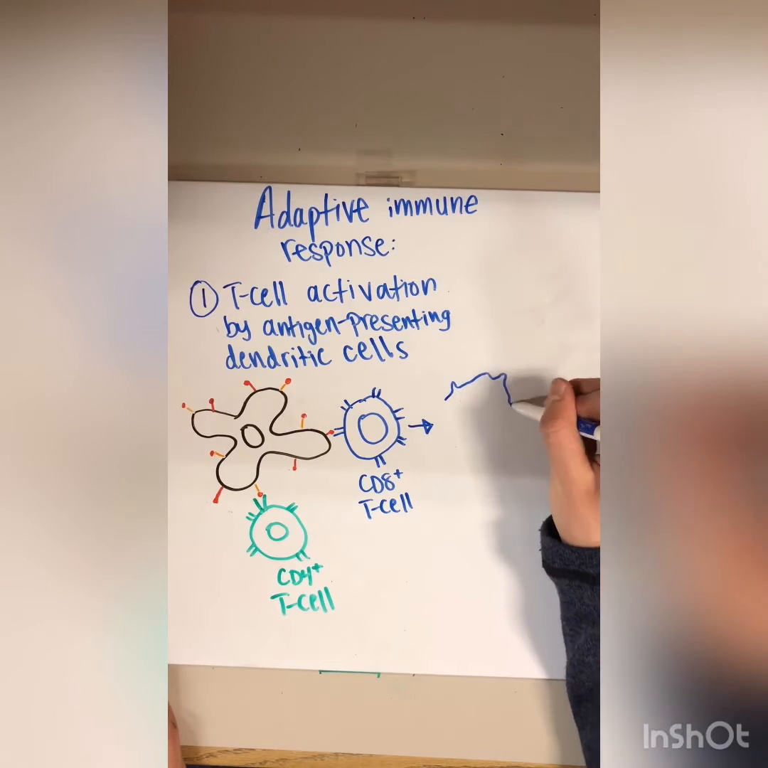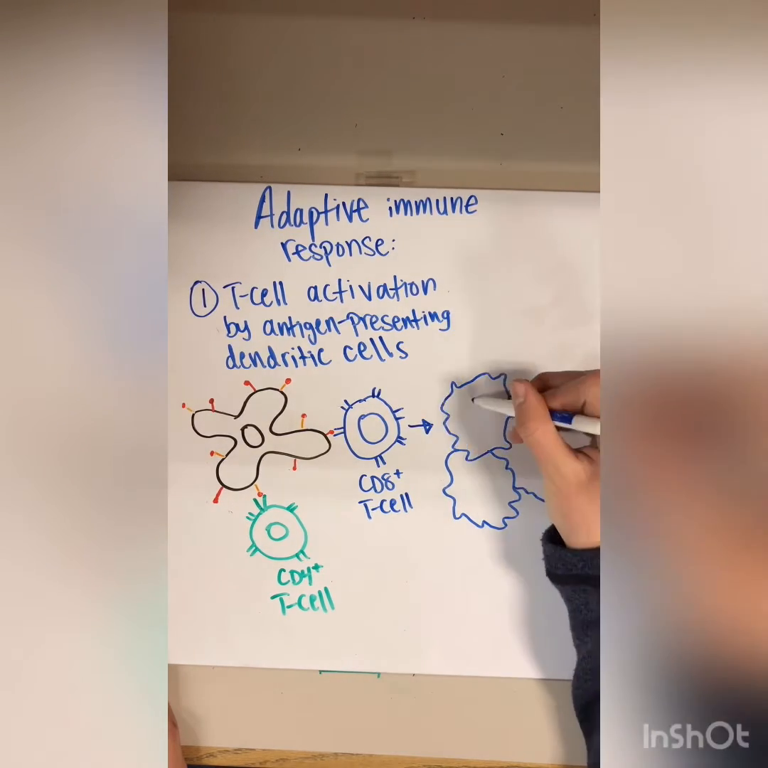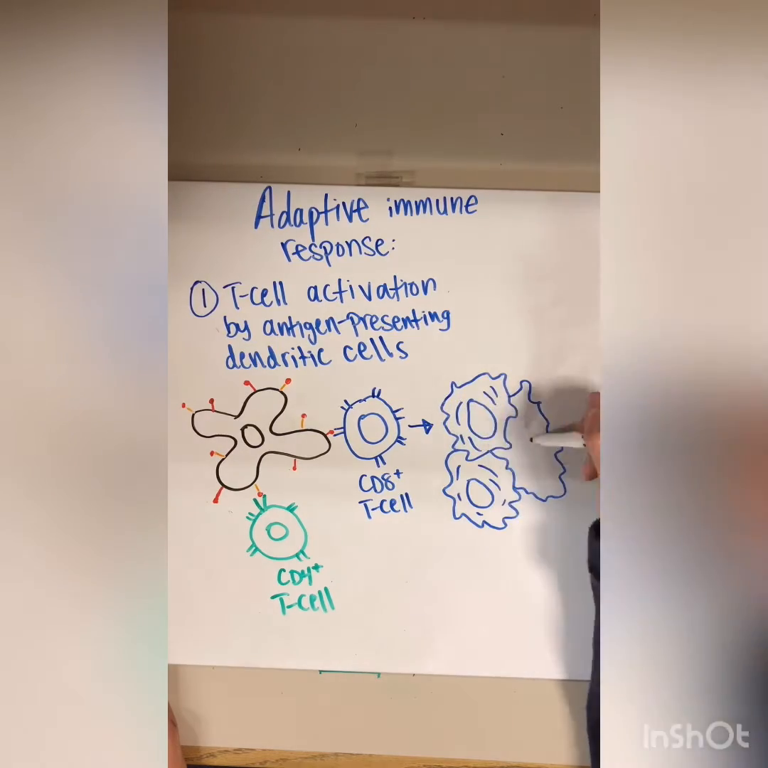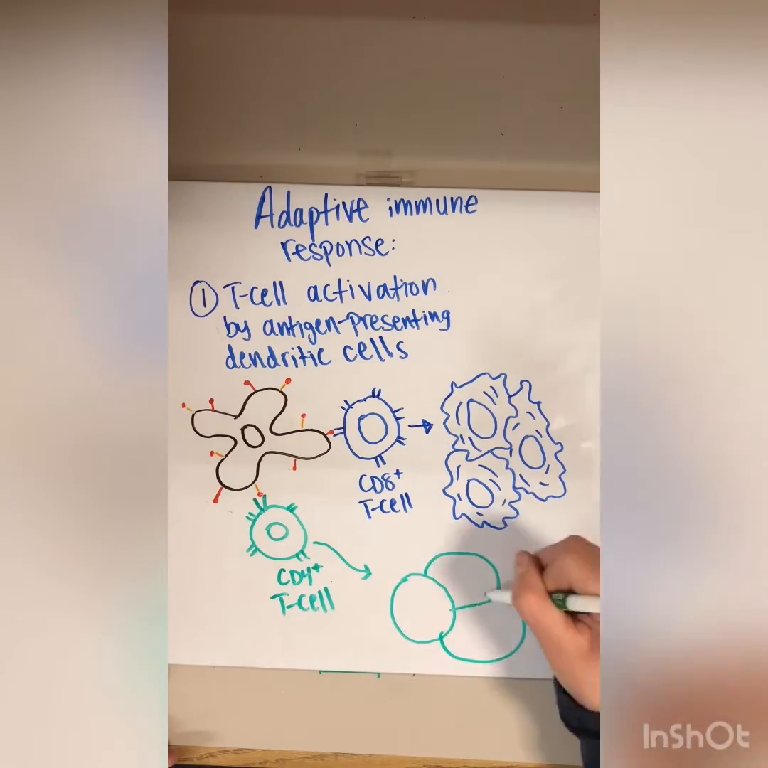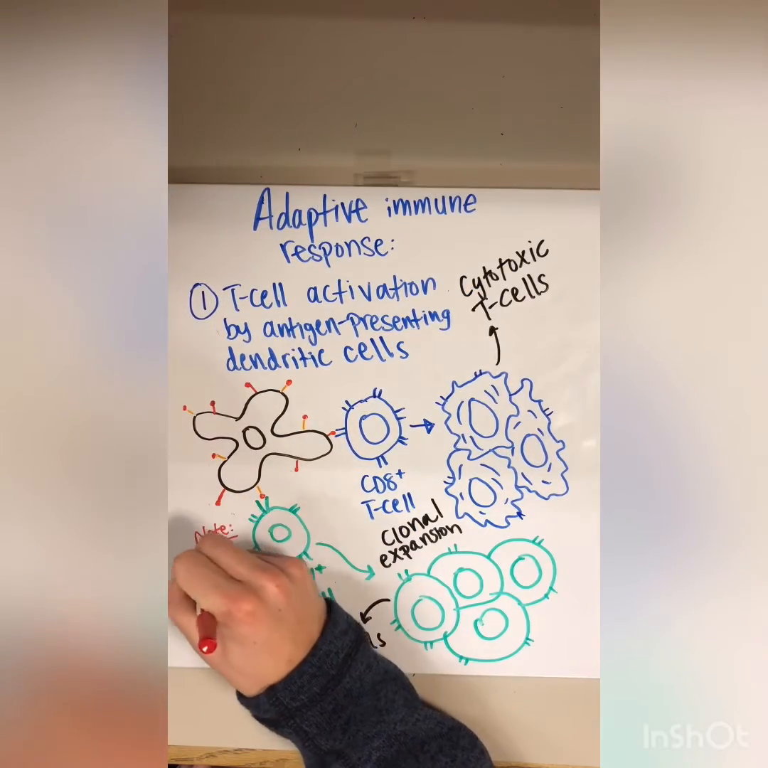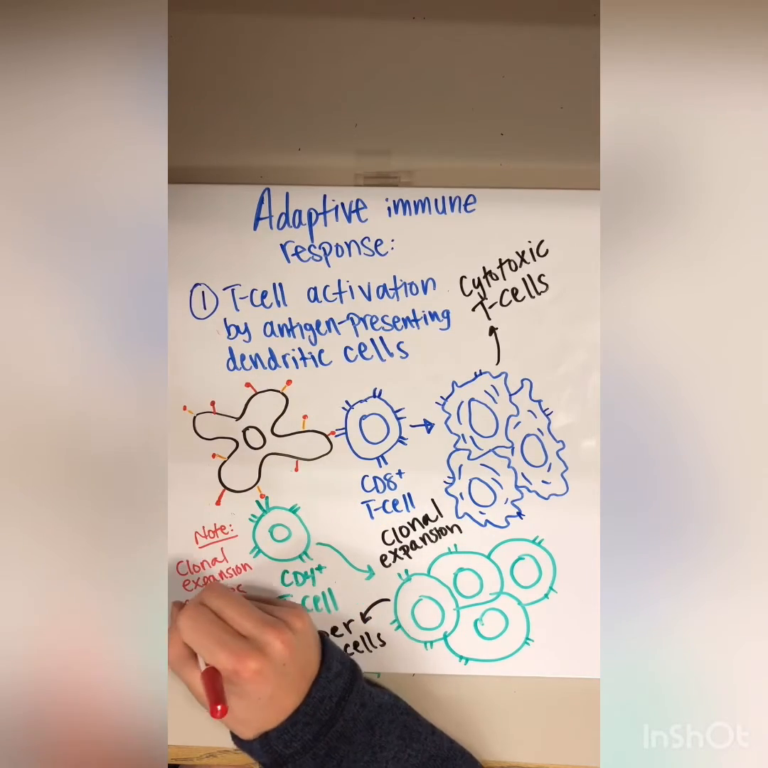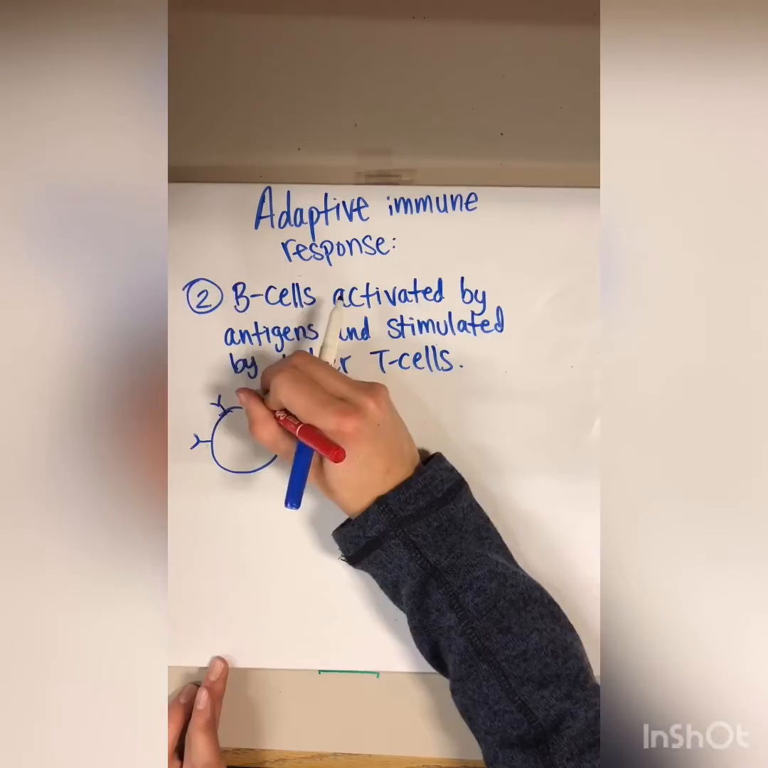And this is very specific because once stimulated, CD8 T cells will divide into cytotoxic T cells through clonal expansion, and CD4 T cells will divide into helper T cells. It's important to note that when the cells divide, some of them become plasma cells and some become memory cells in case the same virus infects again.